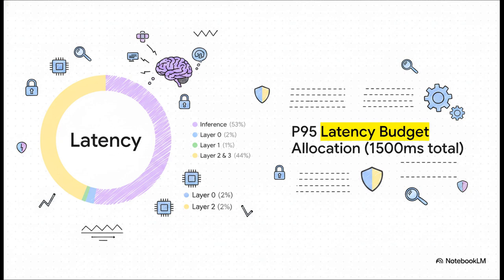Inference eats up 800 milliseconds, layer 0 PII scrubbing takes 30, layer 1 injection detection gets 15, leaving you 655 milliseconds for your complex output validation. By using small, dedicated GPUs specifically for these guardrails and running these checks in parallel, you can ensure this multi-layer validation doesn't completely destroy your application's real-time speed.